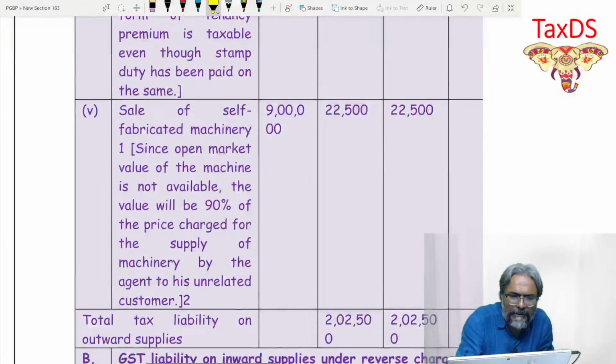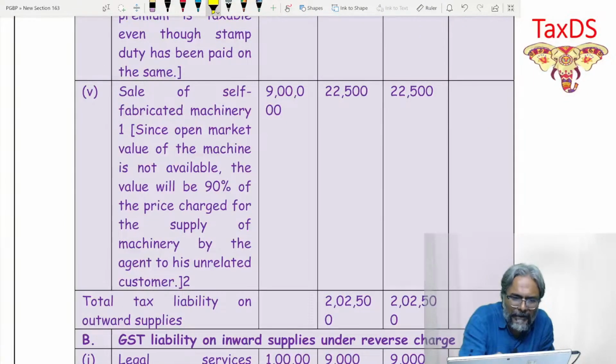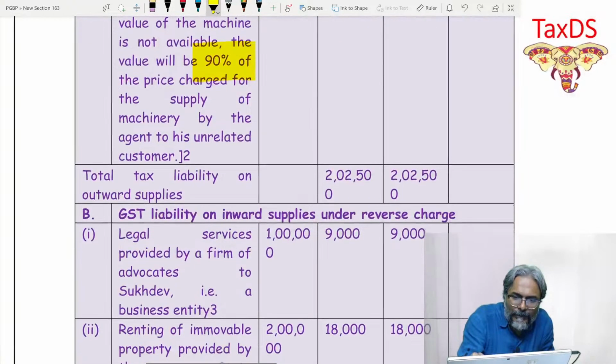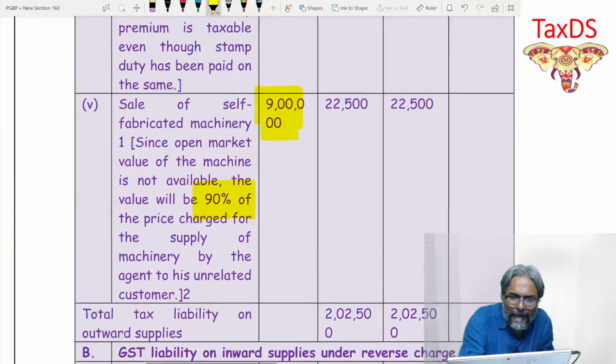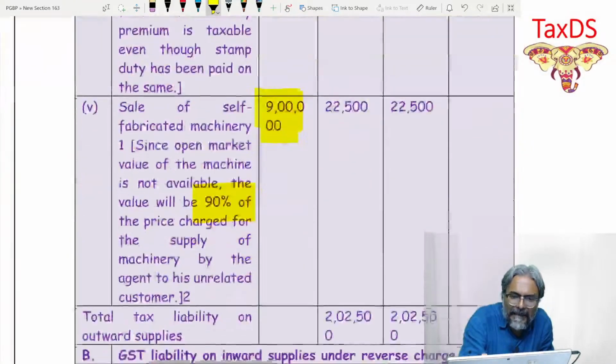Thereafter, students, sale of self-fabricated machine, which we have discussed in this context. Value would be 90%, which you people have told just now. On that 9 lakhs, so 10 lakhs was the value, so therefore it comes down to 9 lakhs. On that 9 lakhs, CGST and IGST. So total amount, there is no IGST liability.